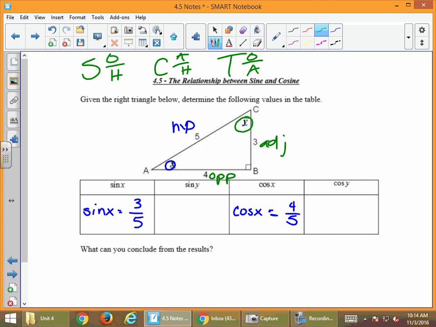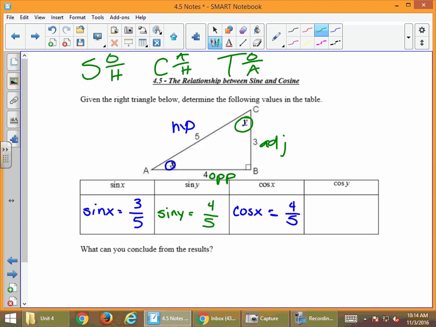Okay. So now when we find the sine of y, what's that going to look like? Sine is opposite over hypotenuse. Again, what's our opposite? 4. What's our hypotenuse? 5. That fraction simplified?